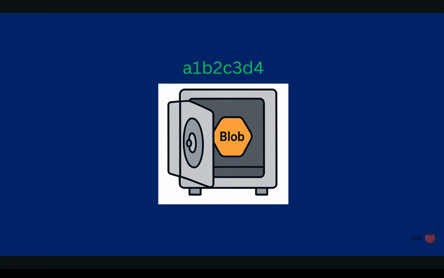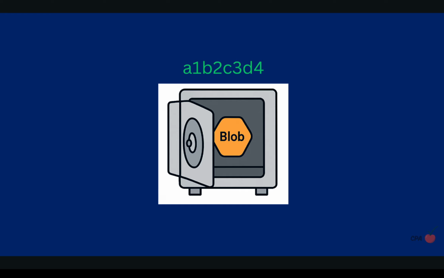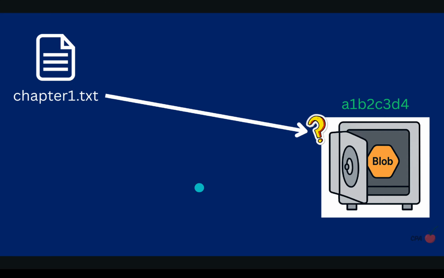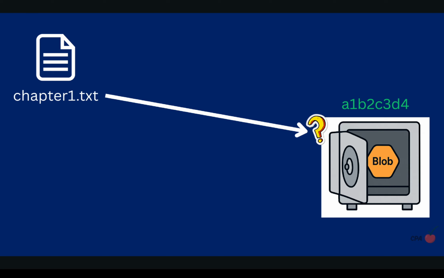In our last video, Alex successfully saved her first sentence. It's safe in the Git database as a blob, a perfect unchangeable copy. But there's a huge problem. Git has the content, but it has no idea what the file name was. How does Alex tell Git that this specific blob of content belongs to a file named chapter 1?